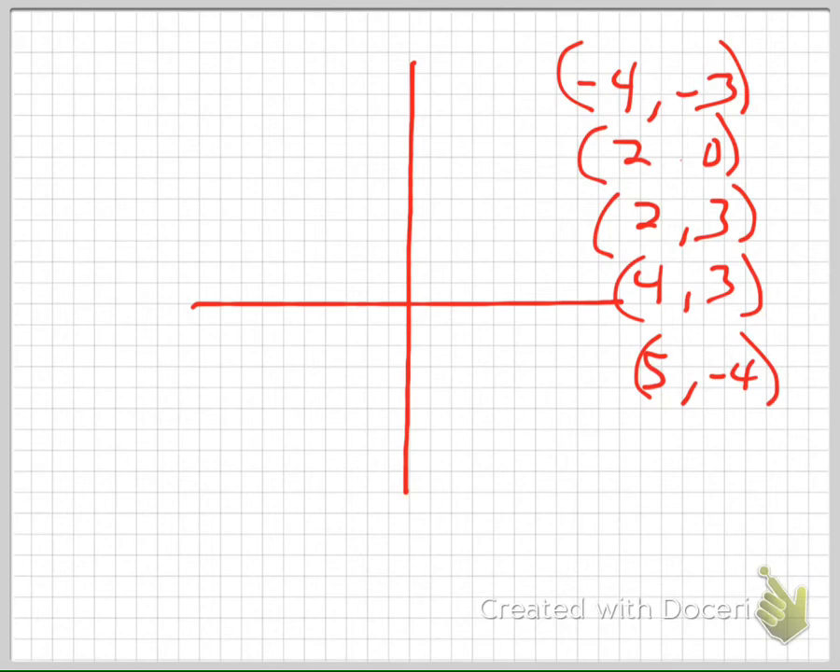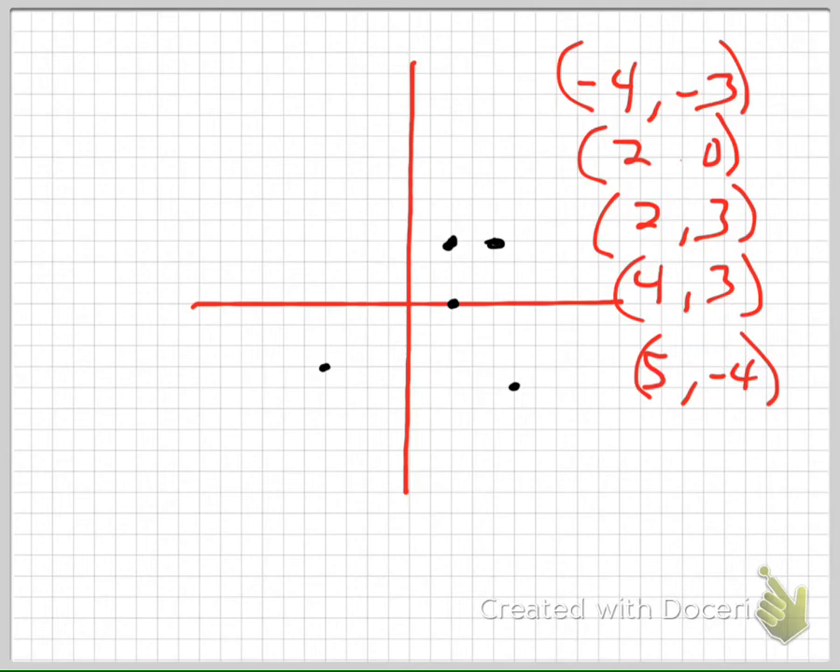Let's actually graph this. The first one is -4, -3 down here. The next one is a 2, 0, which is right there. The next one is a 2, 3 right here. Then we have a 4, 3 right here. And the 5, -4 is down here. Okay, here's what we're going to do. We are going to use what's called the vertical line test.